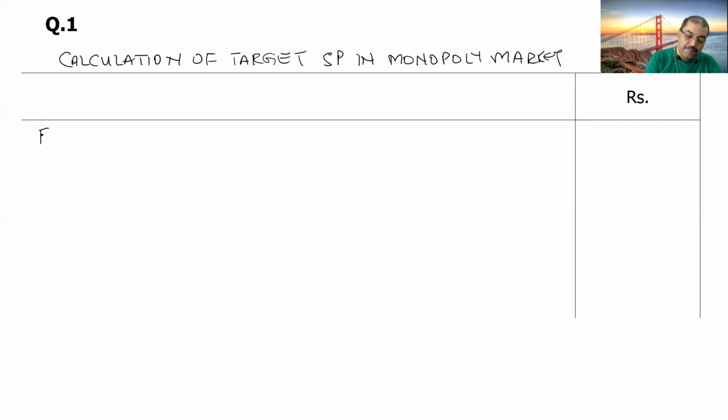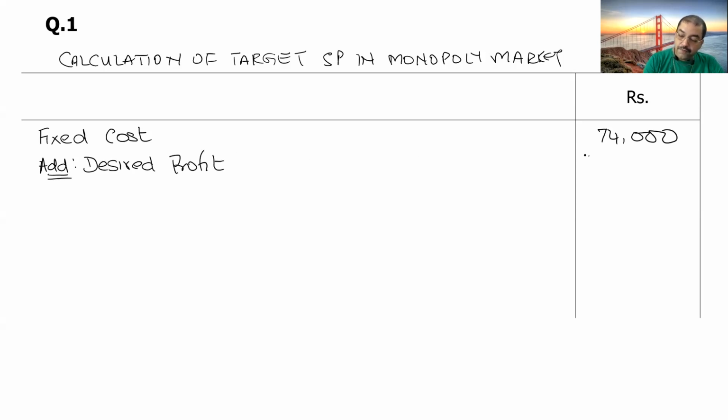Fixed cost is given to me as 74,000. Add the desired profit, 1 lakh 6,000. So total contribution is 1,80,000.